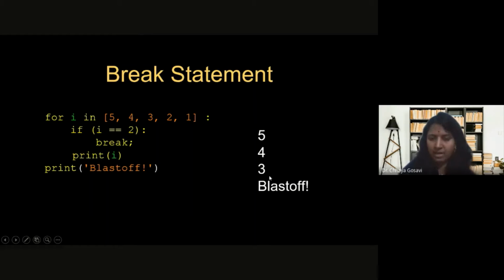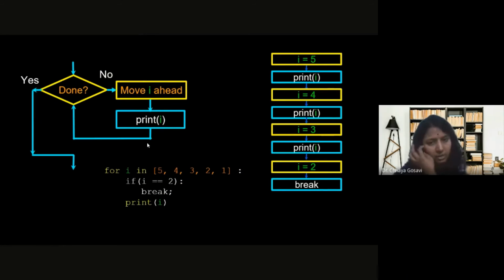It will print I. And for 2, I is equal to 2. That's why it will break. Break means it will come out of the loop and print this blast off. It won't go till the end of the list. This is how it will execute. So 5, 4, 3, it will print the value of I, and for 2, the break statement gets executed and will come out of the loop.